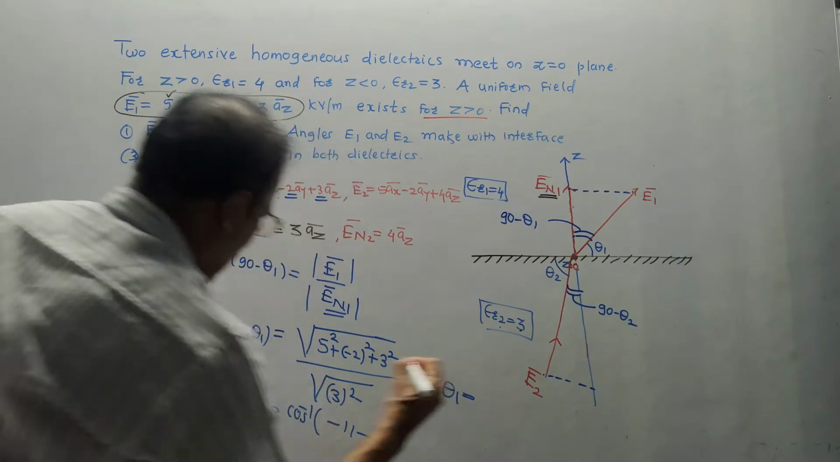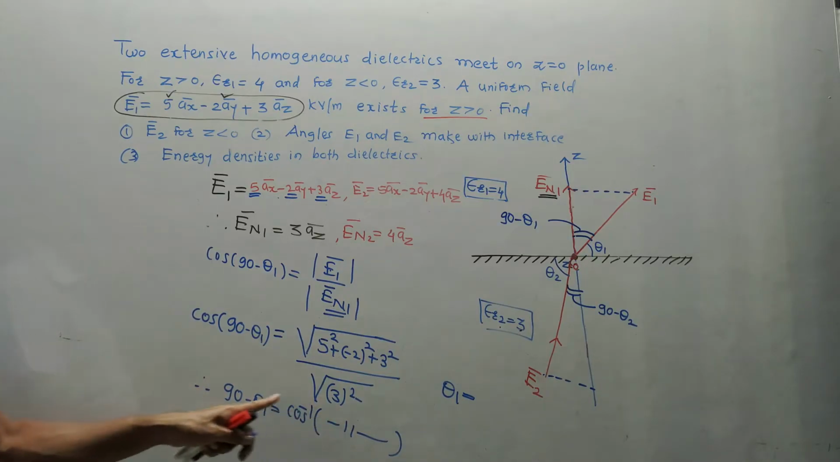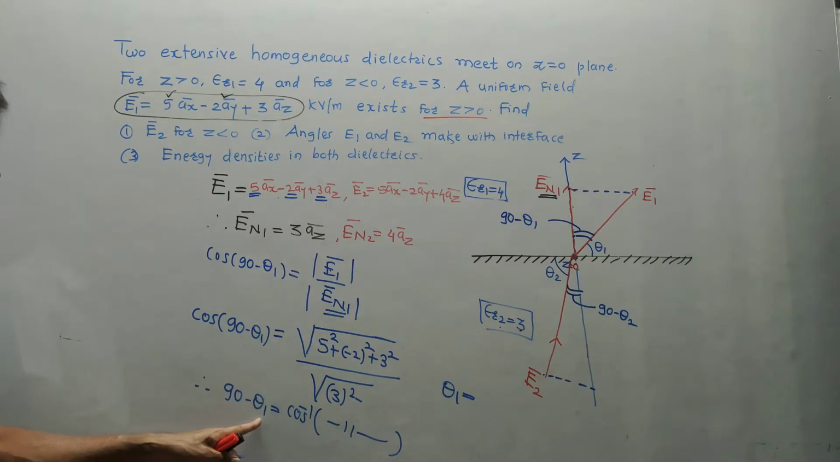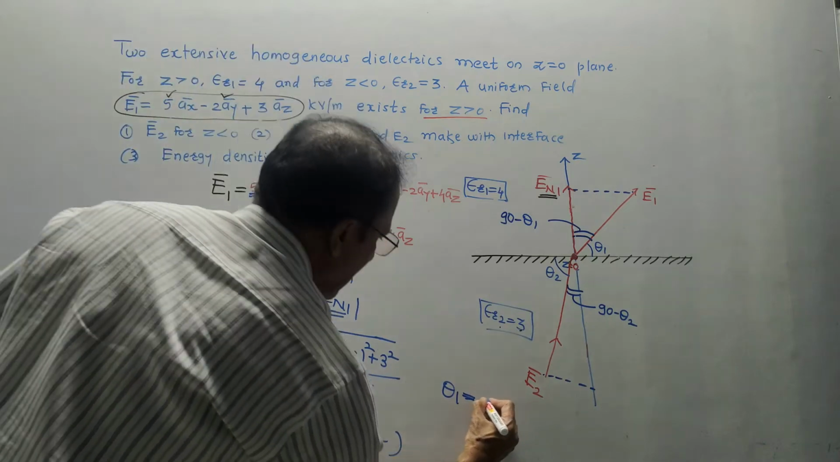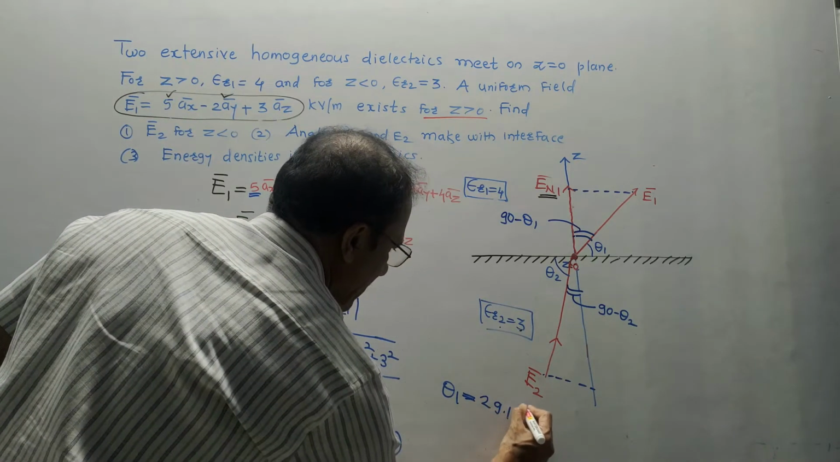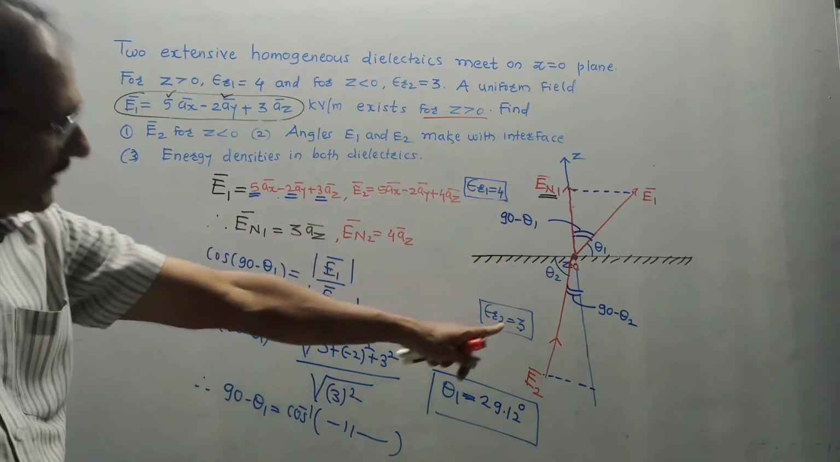So theta 1, how to solve it? By doing the calculations on the calculator, you will get the value of 90 minus theta 1. Then simply calculate theta 1 by using this formula. So the answer of theta 1 will be 29.12 degrees. This is the angle made by E1 bar with the interface.